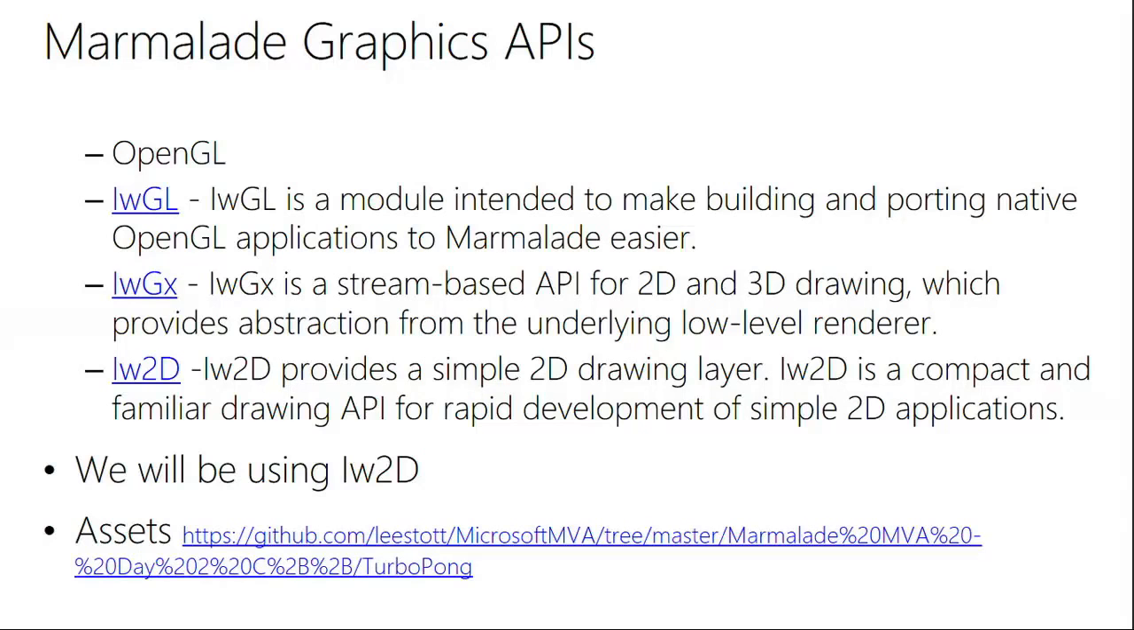So let's talk a bit about the Marmalade Graphics API. What is really important about that API? We've covered it before in terms of OpenGL, but from a Windows developer perspective, are there certain things we really want to be considered with?